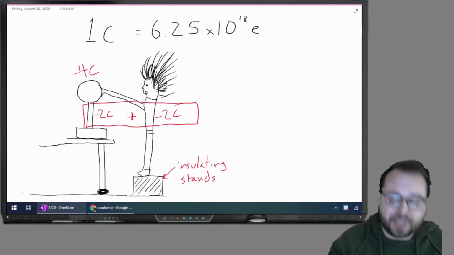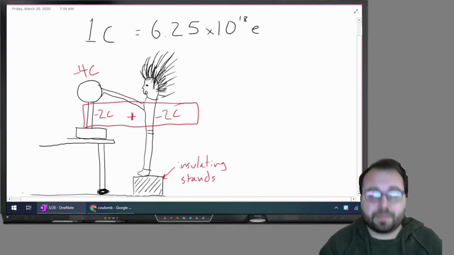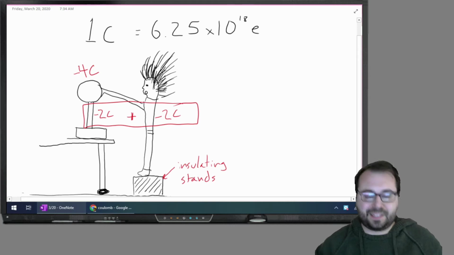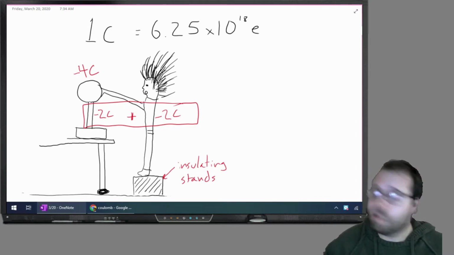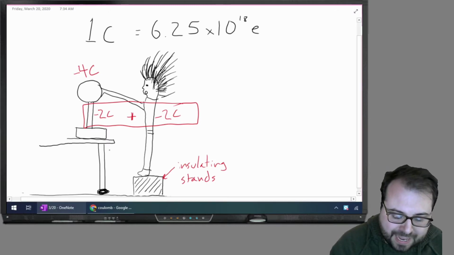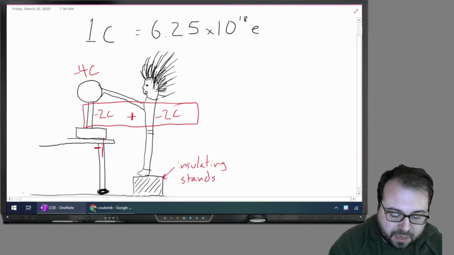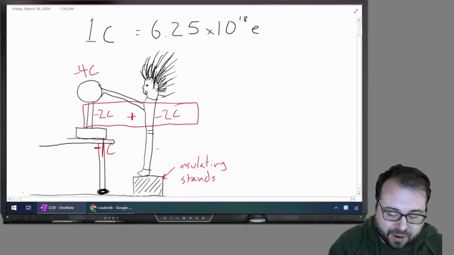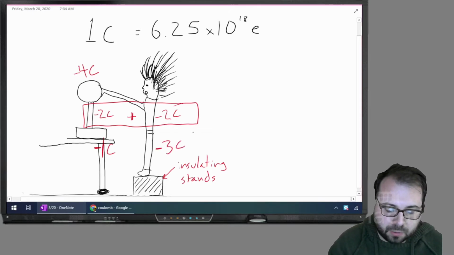Great. And that's because this object, the person, is much, much larger. So they have a greater capacity for those electrons. So more than likely, what would happen is we'd end up with something more like this. Maybe -1 coulomb still on the Van de Graaff generator and -3 coulombs on the person.